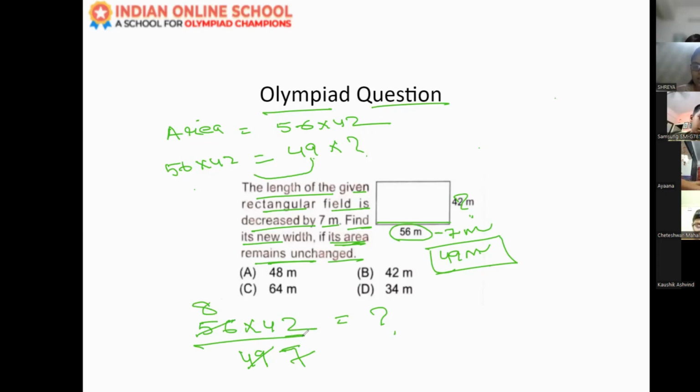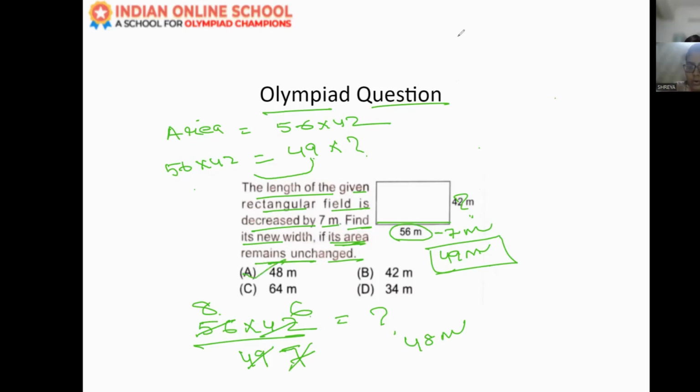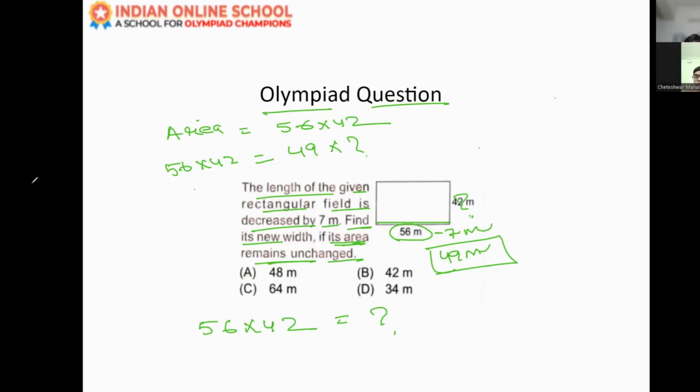Next, can you divide anything else? Yes, 7 divided by 42. 7 ones are 7, 7 sixes are 42. Very good. So what are you left with? 8 and 6 in the numerator. 48 meter. Hence, my new width would be 48 meters. Understood, all of you? Yes, ma'am.